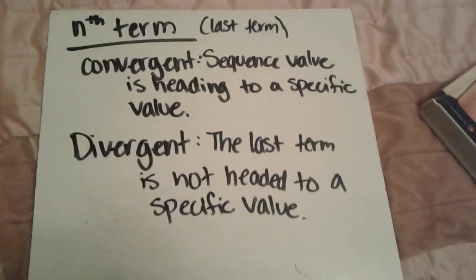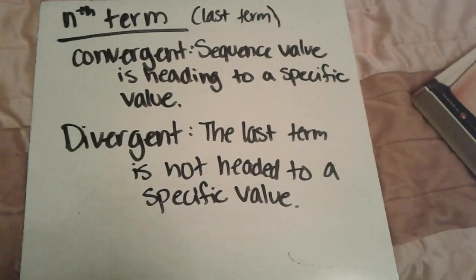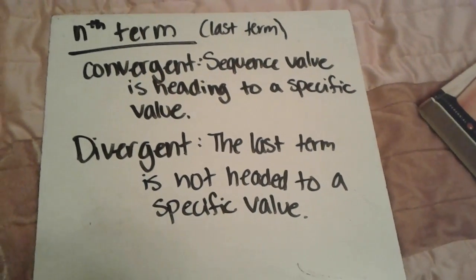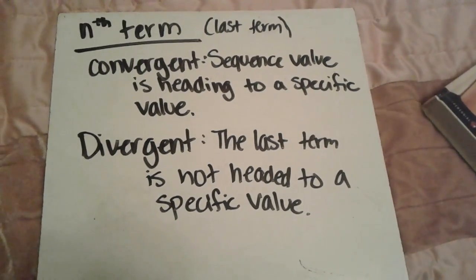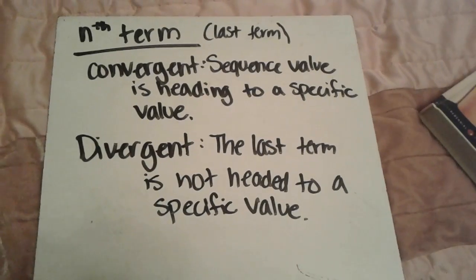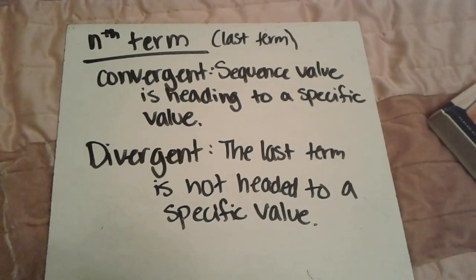Divergence is something different. The divergence is the last term and it is not headed to a specific value. For example, a list could be 2, 4, 2, 4, and so on and so forth. Also, divergence could be known and connected to the number infinity.